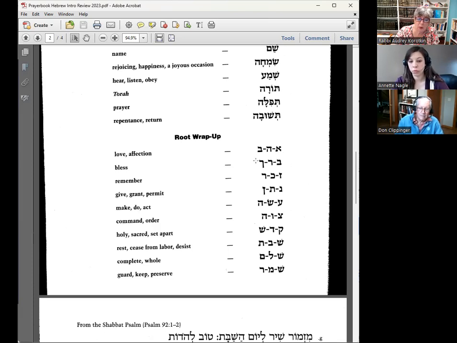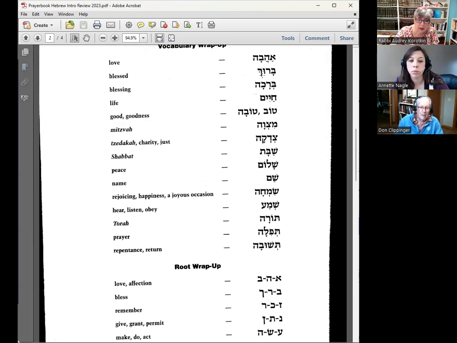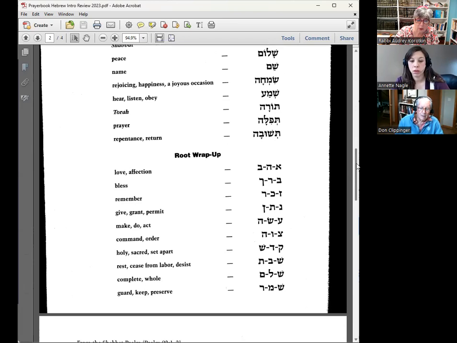This is another one that you will see frequently, bet reish chaf. It means to bless. Baruch, baruchu, bracha, which is the word for blessing. Let me see if that's up here. So you have Baruch, so bet reish chaf, and bracha with the hey added at the end to make it a noun. So this is the way it works. We have zayin chaf reish for remember. So when we do a memorial service and we say yizkor, the root is zayin chaf reish.